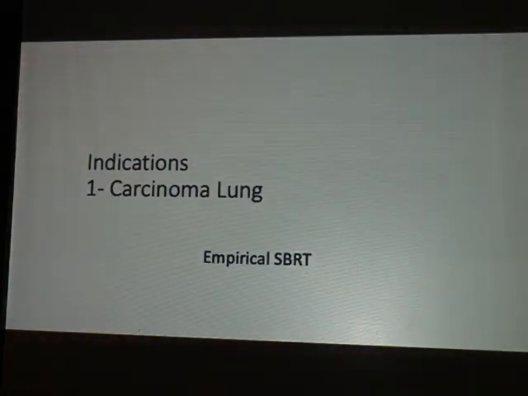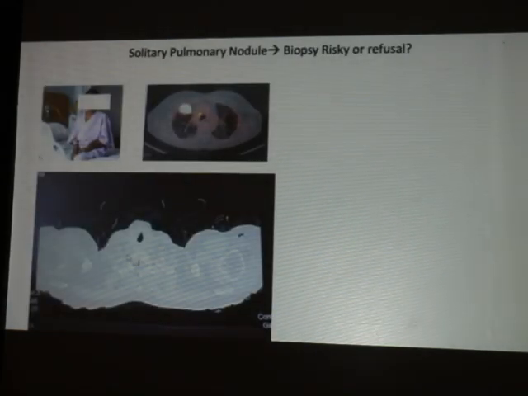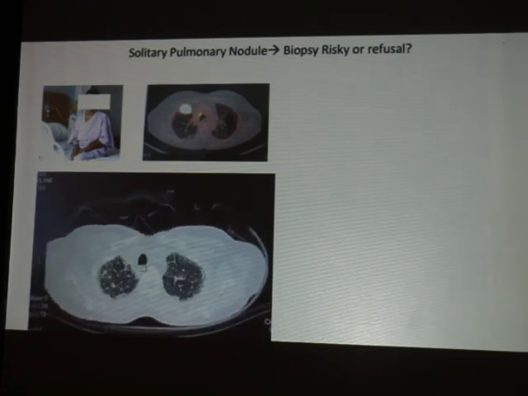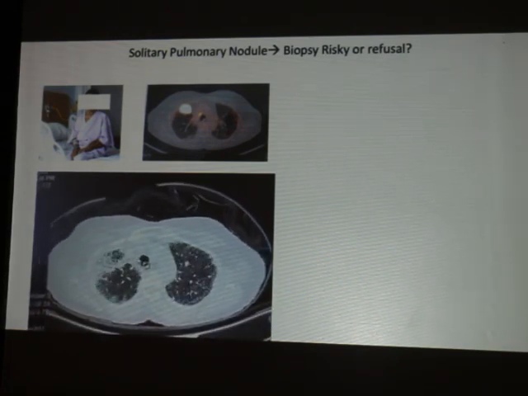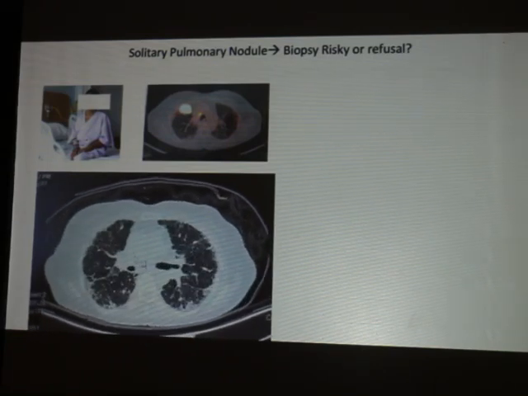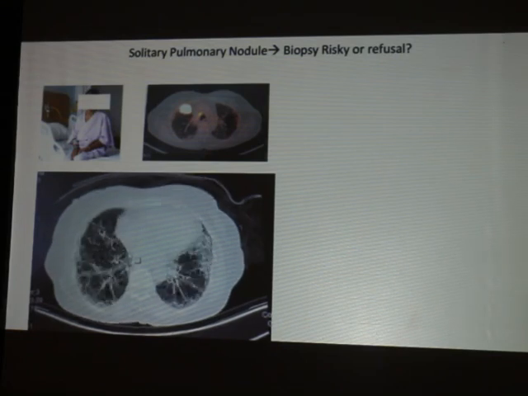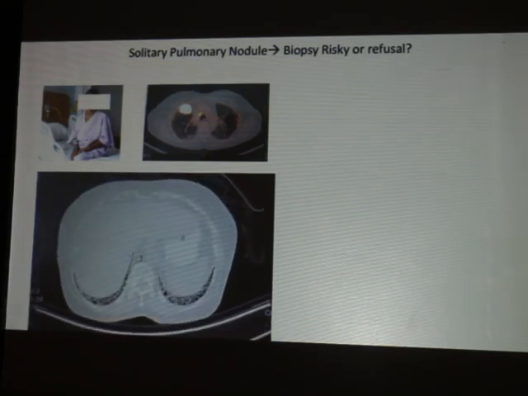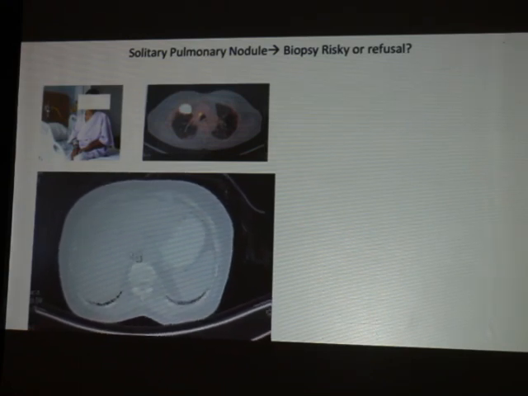So coming to the first indication, lung, I have divided lung into three parts. First is this lady who has very severe COPD, COPD Gold 3. She was not able to do the PFT. You can see the lungs, how damaged they are. Can you see the lungs? They are very damaged lungs. She is not able to do even a pulmonary function test.